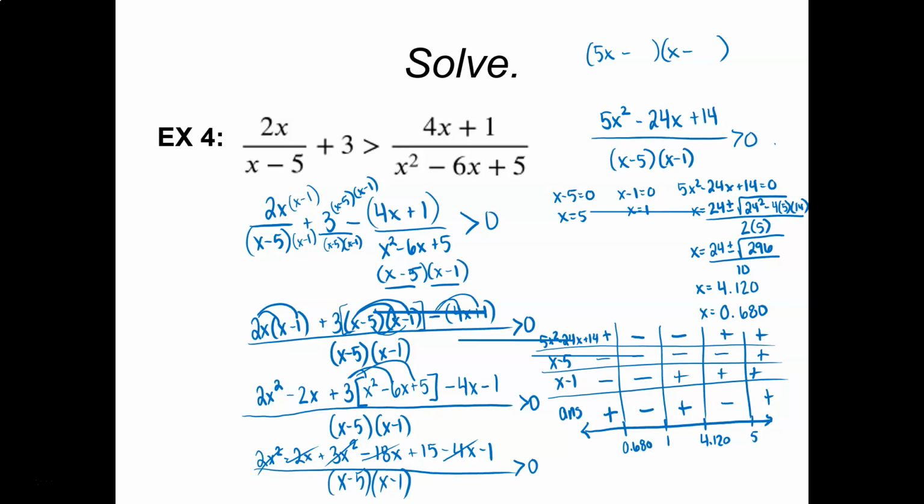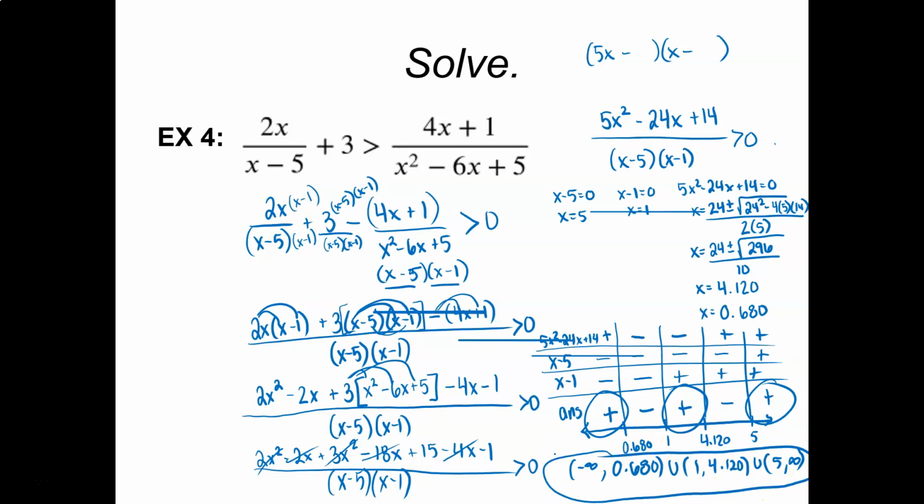So, Caitlin, which parts are answers, positives or negatives? Positives. So we're going to have these 3 sections as our answer. It's just a greater than, so we don't have to worry about brackets for this one. So we would just have negative infinity to 0.680, 1 to 4.120, and 5 to infinity. And that would be our answer there.